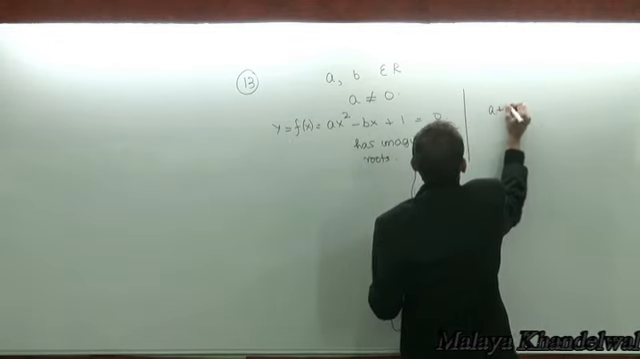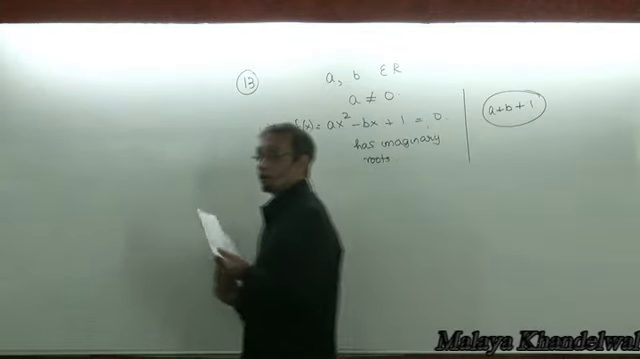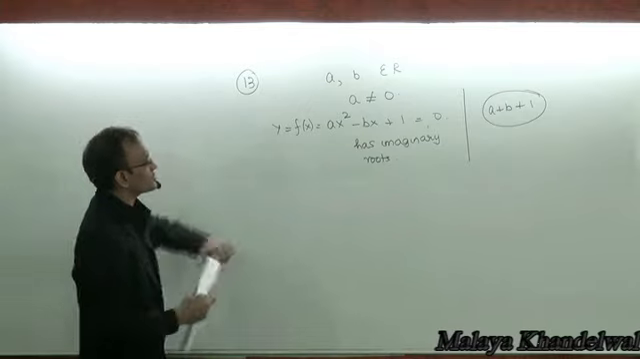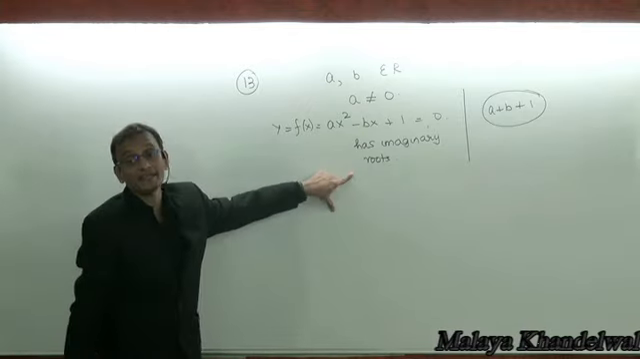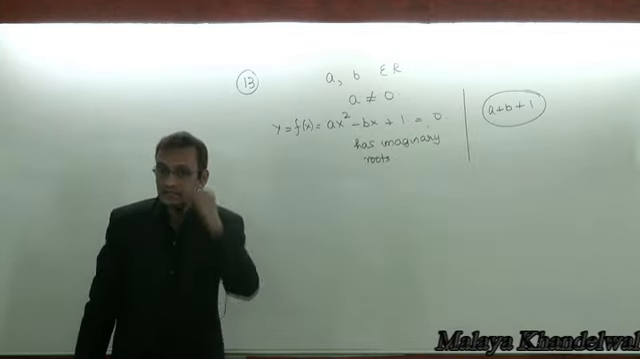Then a plus b plus 1. We need to determine the sign of a plus b plus 1, given that this quadratic has imaginary roots and given that a, b are real numbers, right?